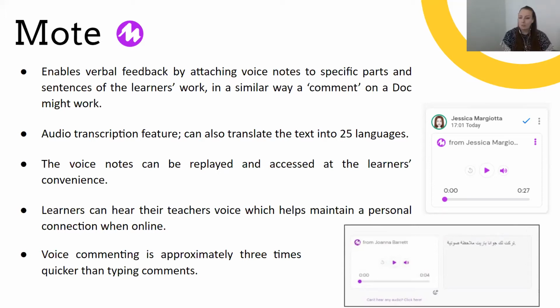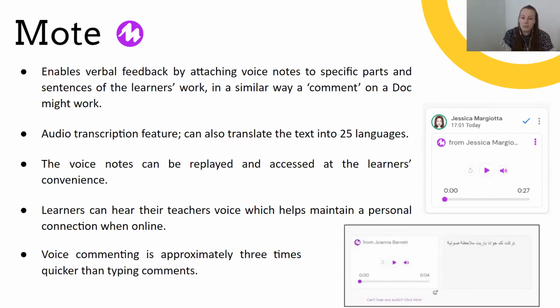So then you record yourself saying whatever feedback you want to give, and it comes out looking similar to a comment, really, like you can see on that photo there. And then you just click the play icon to listen to it. One of the great things about it is that the learners can replay the voice clips over and over again, so they can refer back to the feedback later down the line, unlike with the normal feedback that they'd usually get in a classroom.